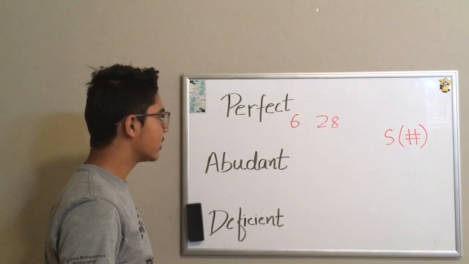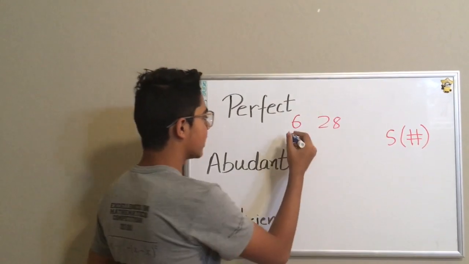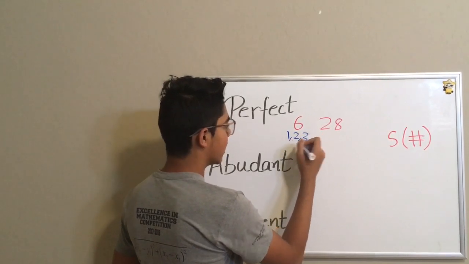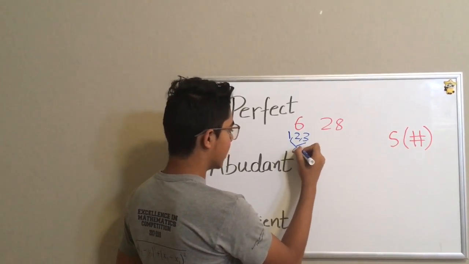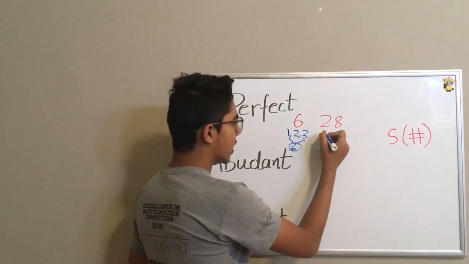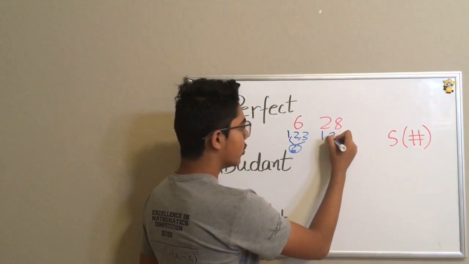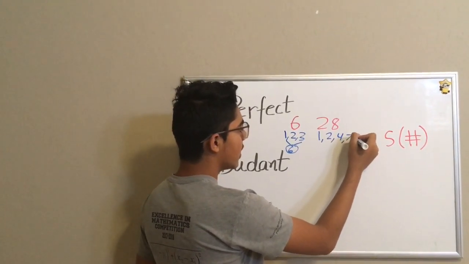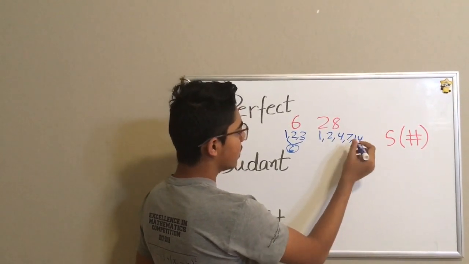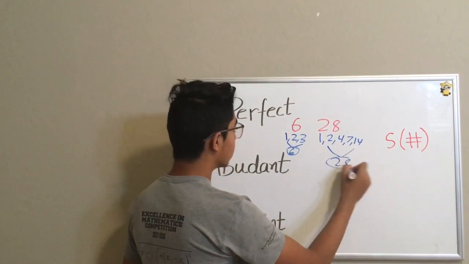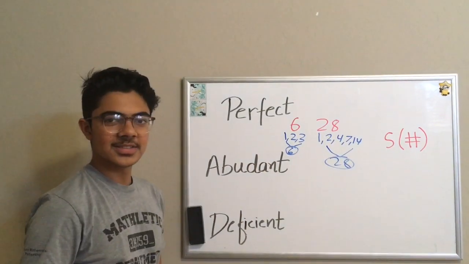So for the divisors of 6, the divisors of 6 are 1, 2, and 3. So when you add them up, it's 6. So that's a perfect number. The divisors of 28 are 1, 2, 4, 7, and 14. And when you add those up, it equals 28. So that's why those are perfect numbers.